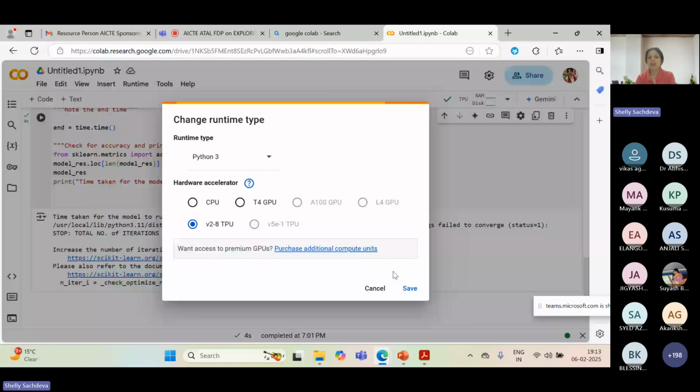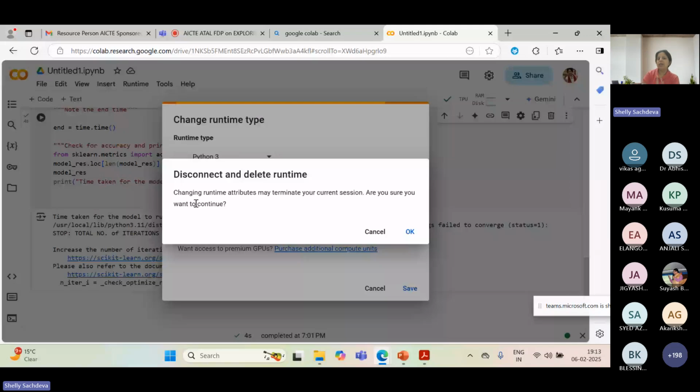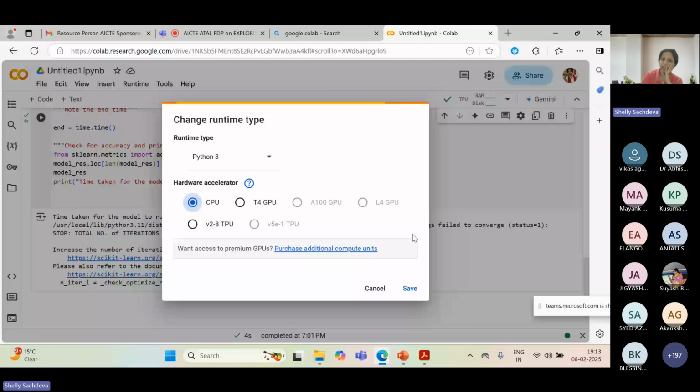Now, if I want to change, it says that changing the runtime attributes will terminate my current session. So it will ask me whether I want to terminate the session because I am already running all the programs. It means that I need to rerun starting from scratch. So disconnect and delete runtime. Yes, I said okay, I'm okay with it.